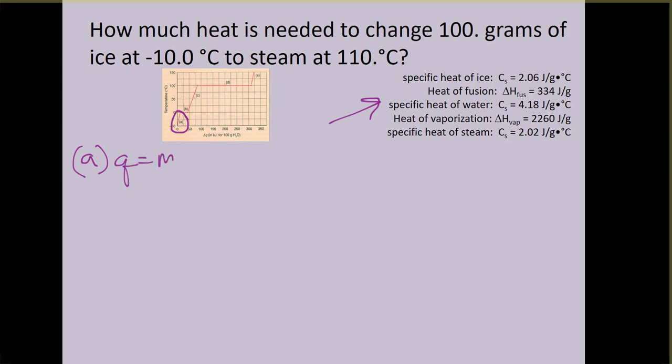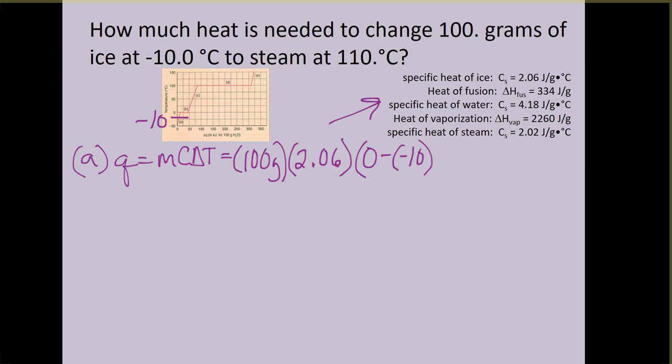Q equals MC delta T is our formula. My mass in each one of these is going to be 100 grams. And my constant is going to be the specific heat of ice, 2.06. And when I look at my graph, it's going to help me figure out the temperature. So I am starting at minus 10, and in area A, it stops at 0. So I am going to do final minus initial. And so I'll have 0 minus a minus 10. So that is just 10 degrees Celsius.